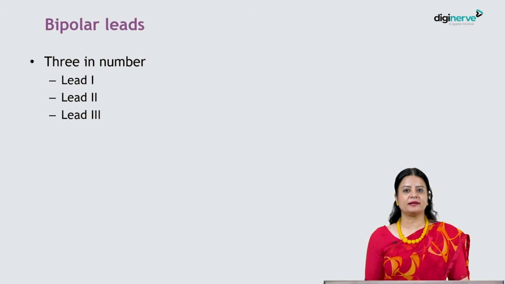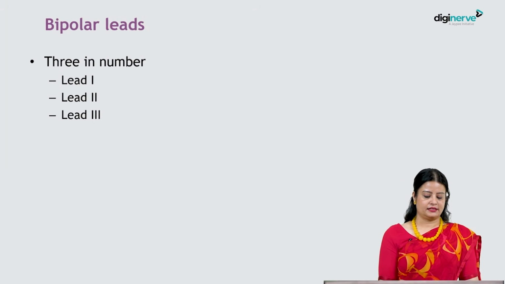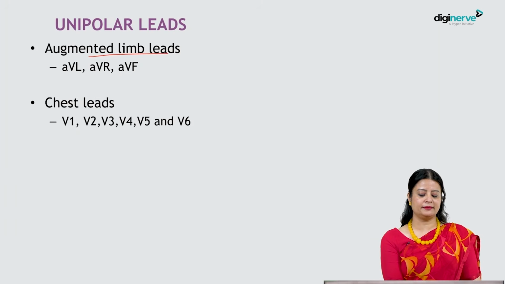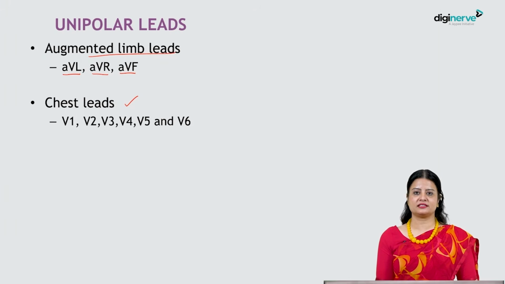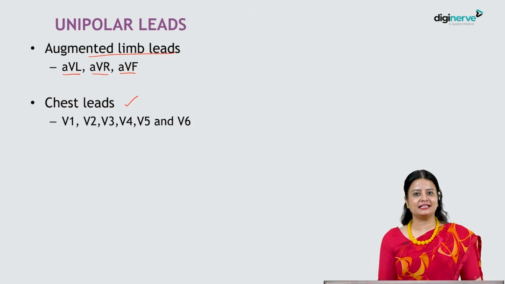So we have 3 bipolar leads, lead 1, 2 and 3. We have 3 unipolar leads. We call them augmented limb leads, AVL, AVR and AVF, and we have 6 chest leads from V1 to V6. Please note, we are just going to talk about a standard 12 lead ECG.